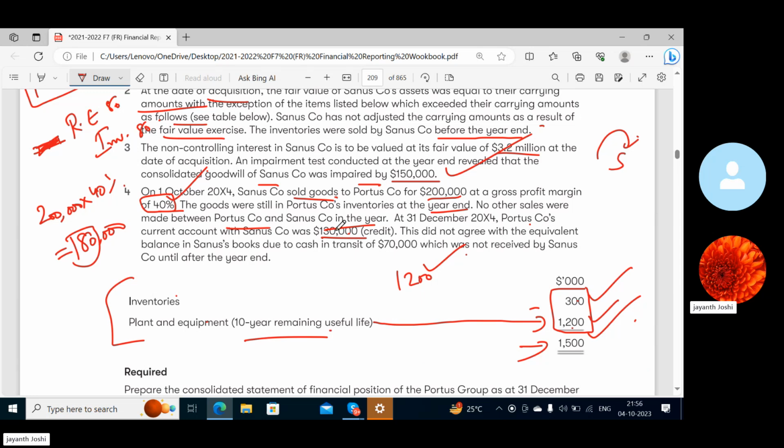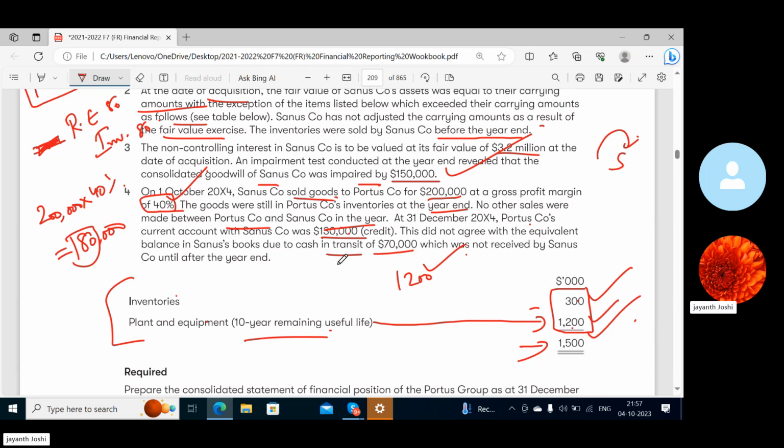This did not agree with the equivalent balance on Sanos books due to cash in transit. Whenever I speak about cash in transit, there's some money coming from one party to another. But when you do the consolidation, you never think that money is coming or going. You always think that the money is in the company itself.